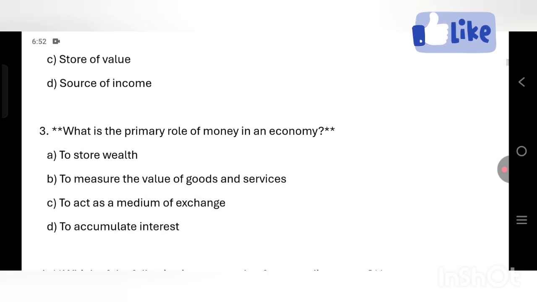Question number 3: what is the primary role of money in an economy? You also think of the answer, and I will also give you the answer. Option A, to store wealth. Option B, to measure the value of goods and services. Option C, to act as a medium of exchange. And option D, to accumulate interest. Okay, the correct answer is option C, to act as a medium of exchange.